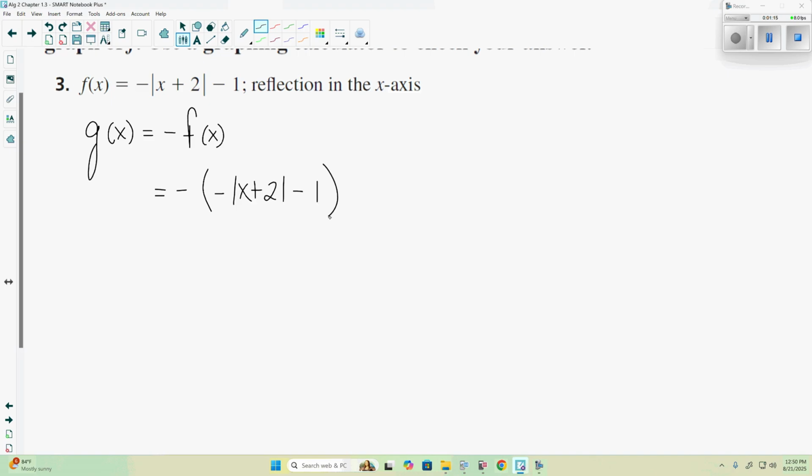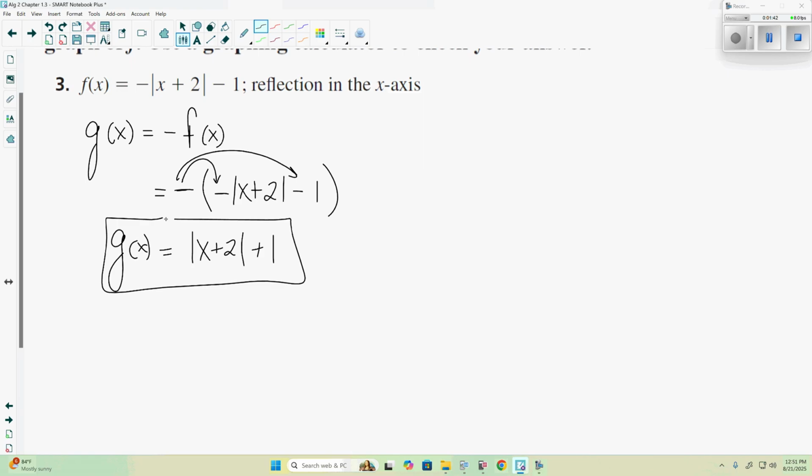So we would replace f of x with its function, and then we would distribute that negative through. Now with the absolute value, the negative times a negative is going to make a positive. So we would just have the absolute value of x plus 2. Our negative times negative 1 is going to be plus 1. And that's it. Questions on this here?